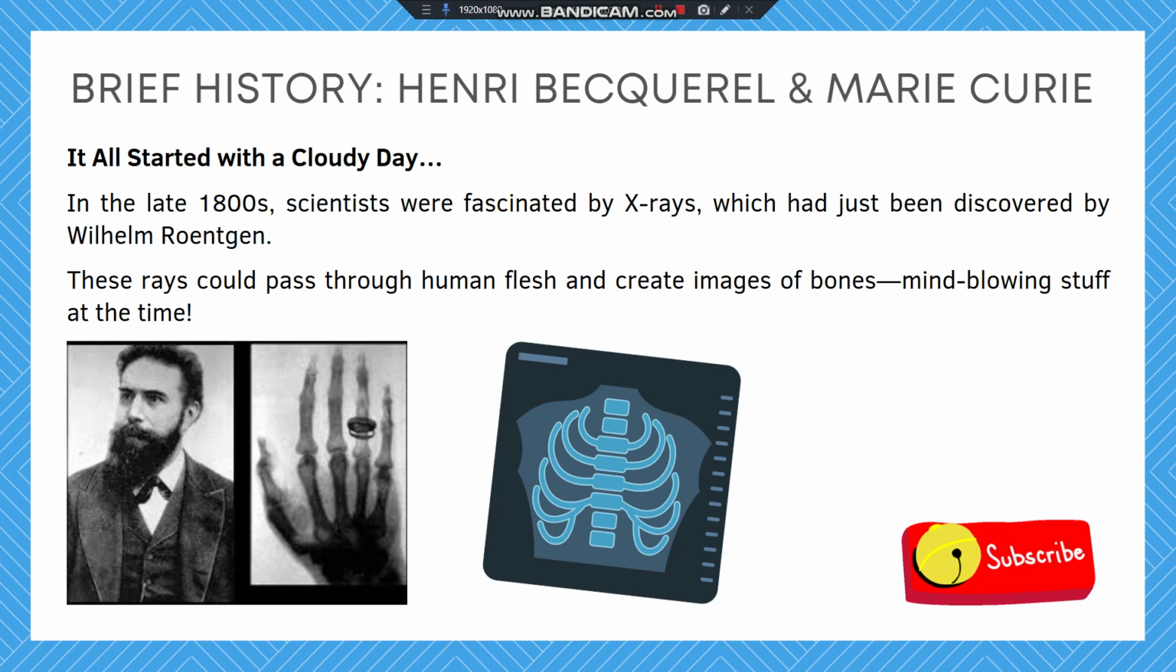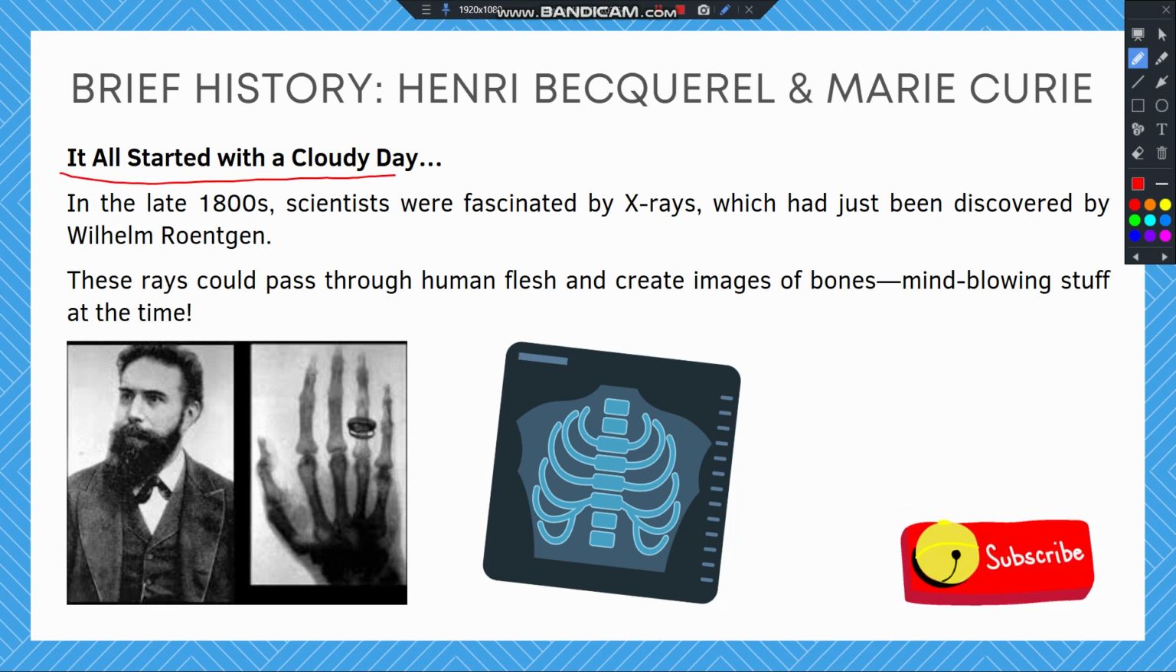So here is a brief history of the concept of radioactivity. What really happened? How did we come about this concept of radioactivity? Well, let me put down my teacher's hat and put on my storyteller hat. Once upon a time, it all started on a cloudy day. It was in the late 1880s, okay? At that period, they had just discovered X-rays, and it was discovered by the scientist called Henri Becquerel.